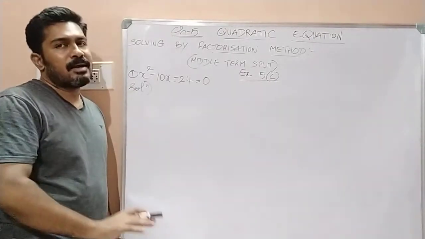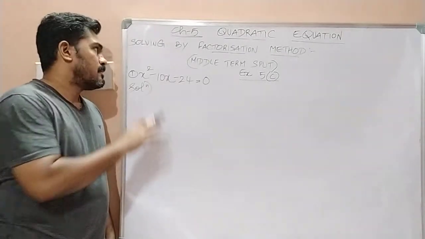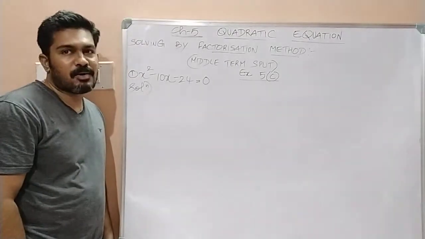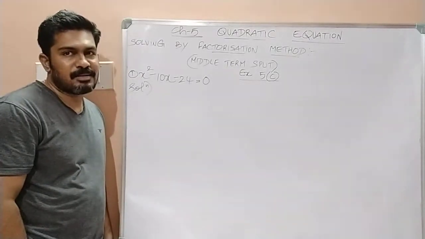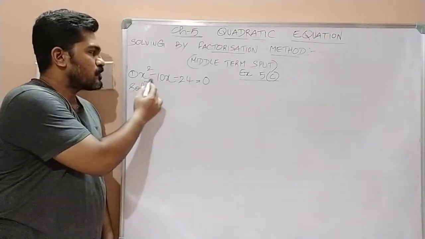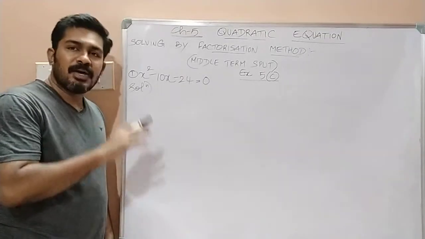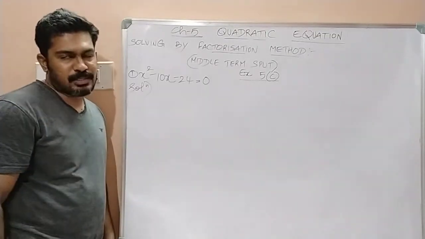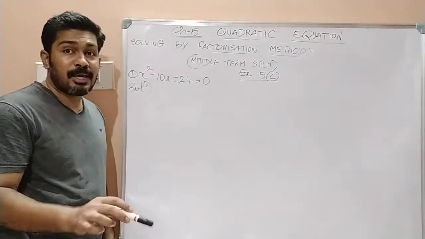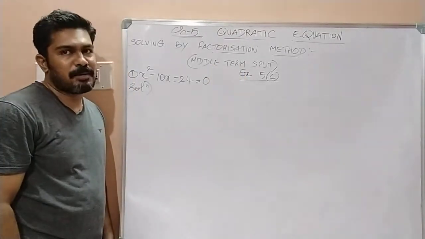So children, at this moment I am going to start with exercise 5c, which is solving the quadratic equation by factorization method or middle term split method. Fine. Now children, the very first question: x square minus 10x minus 24 is equal to 0. They have given us a quadratic equation and they are asking us to solve it using which method? Factorization or middle term split method.